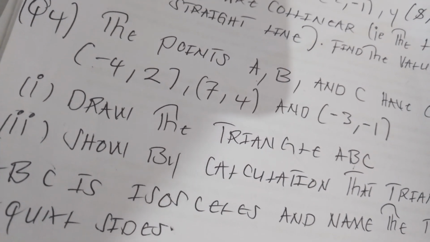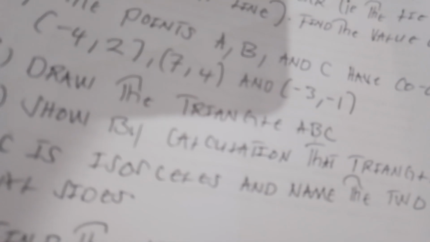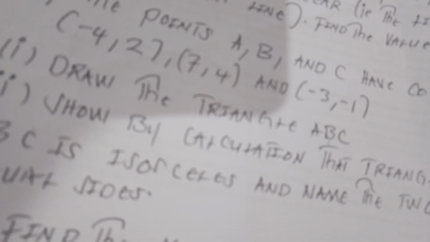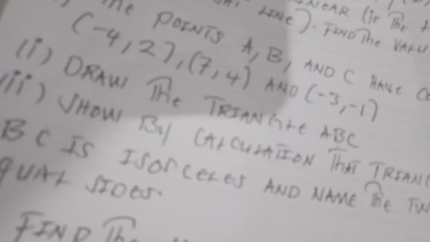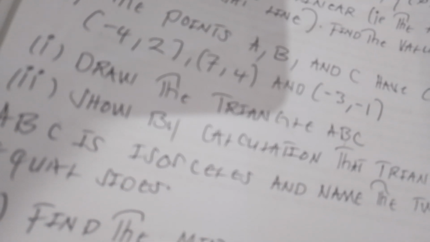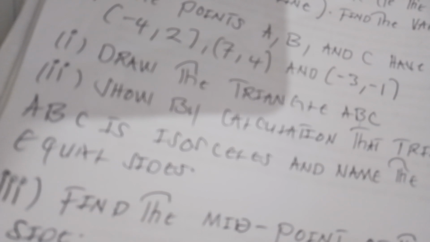the points A, B, and C. They have coordinates -4, 2, 7, 4, and -3, 2, -3, 1. Hence, the first question is to draw the triangle ABC. Second, show by calculating that the triangle ABC is isosceles and name the equal sides.